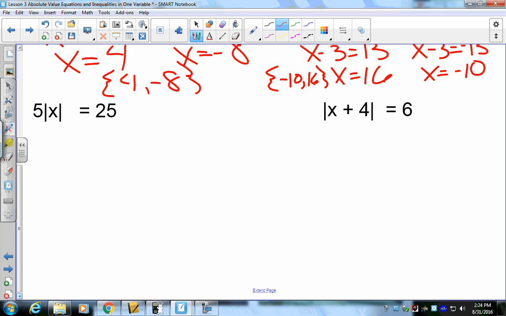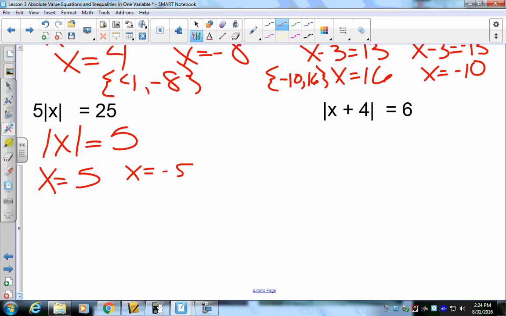All right, 2 more examples. 5 times the absolute value of x equals 25. So if I start by dividing both sides by 5, I get the absolute value of x is equal to 5. So x equals 5, x equals negative 5. And I'm done.